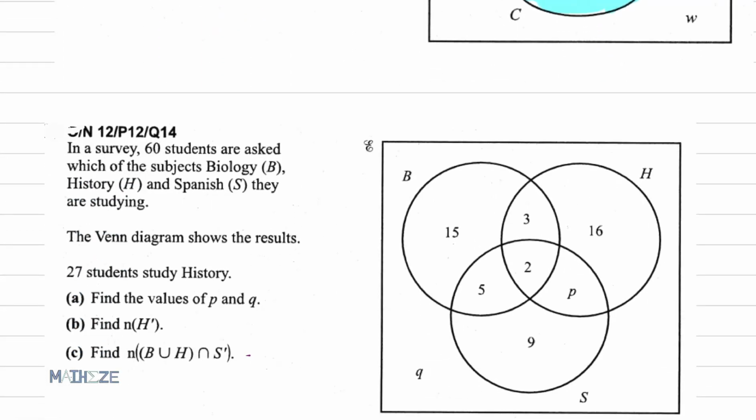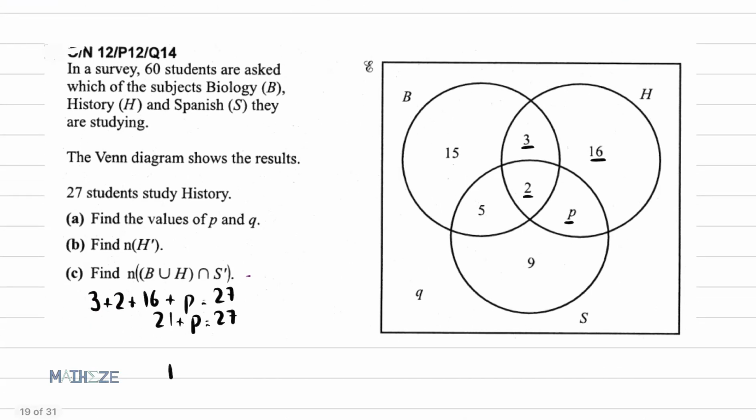It says in a survey, 60 students are asked which of the subjects biology, history, and Spanish they are studying. The Venn diagram shows the result. 27 students study history. So history should add up to how much? 27. Let's add. 3 plus 2 plus 16 plus P is equal to 27. So 3 plus 2 is 5. 5 plus 16 is 21. So 21 plus P is equal to 27. So my value of P will be 27 minus 21, that's 6. Got this?